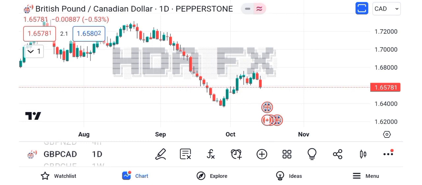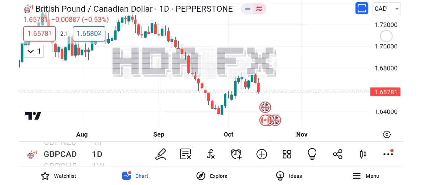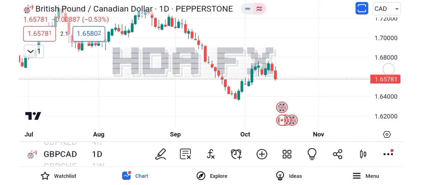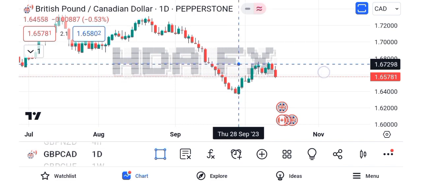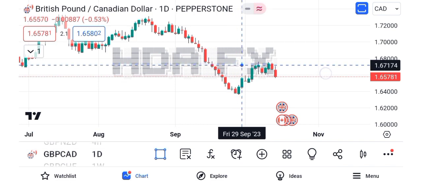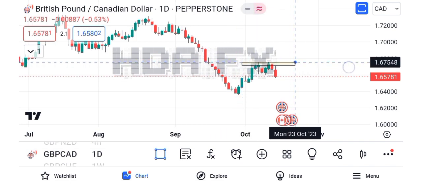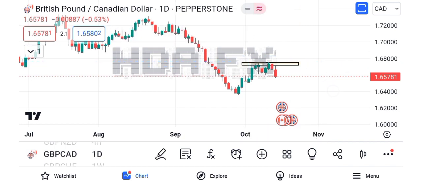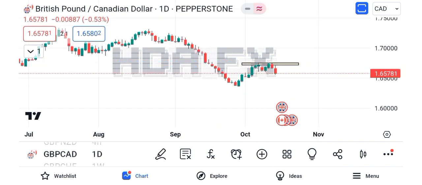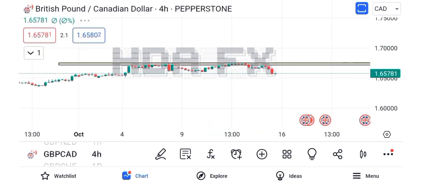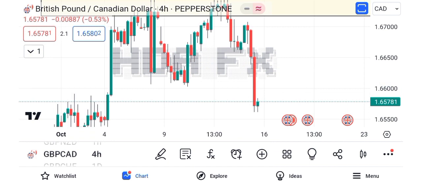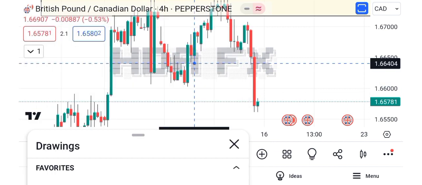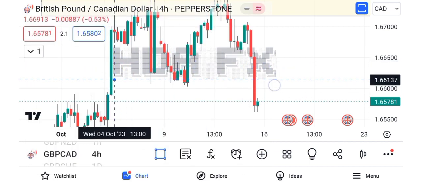So guys, this is GBPCAD. On GBPCAD, we can see this beautiful double top here. Now let's move to the 4-hour time frame and see what we have there also. On this, we have this zone of interest here. We have this beautiful zone of interest here.